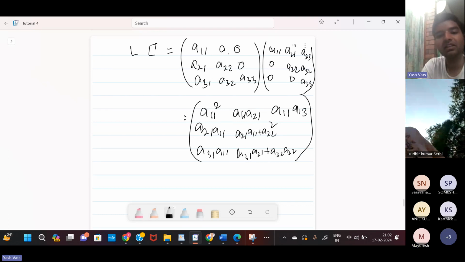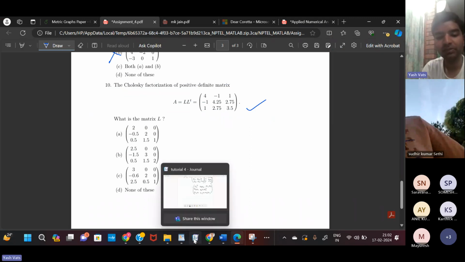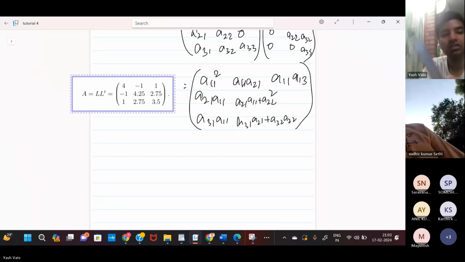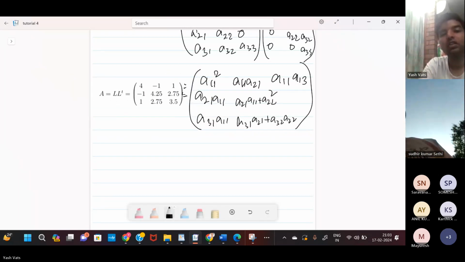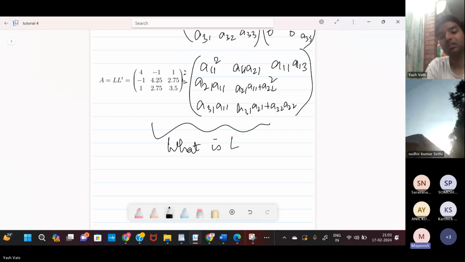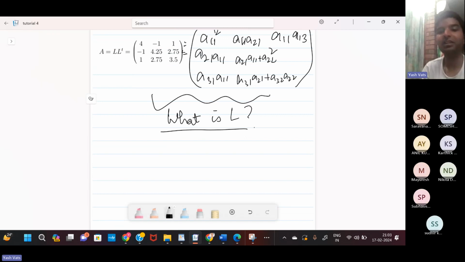You can multiply this and let me know the values. Compare both sides and let me know what L is. That you need to find out, and that is Cholesky decomposition. And you try to find out the operational count of it by seeing that book again. Can you do that? Just try this. Find out the values.